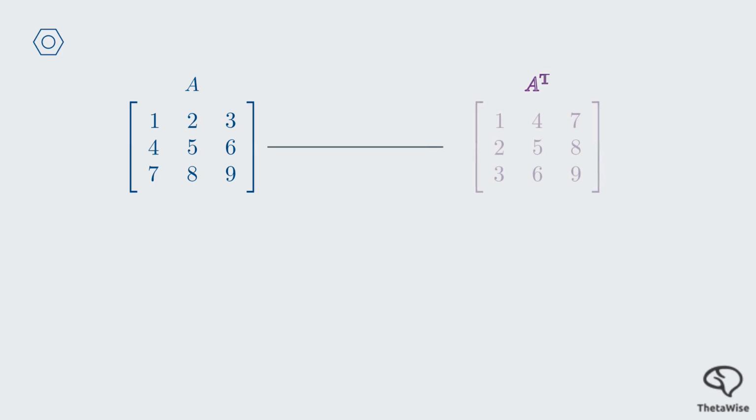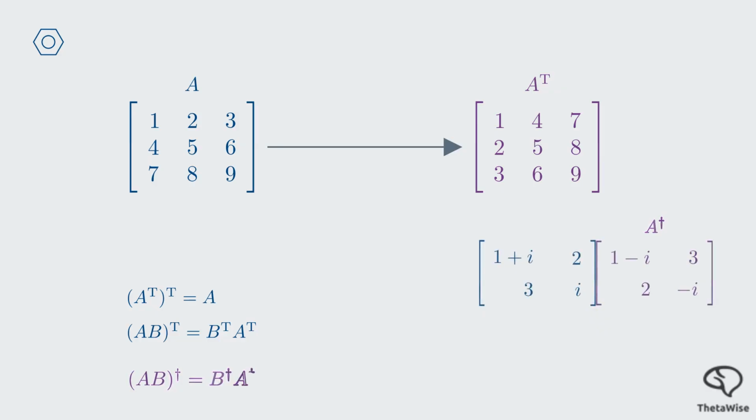The transpose, written A superscript T, interchanges rows and columns. Applying transpose twice returns the original matrix, and the transpose of a product reverses the order. AB transposed equals B transposed A transposed. For complex matrices, the transpose conjugate or dagger transposes and complex conjugates every entry. It satisfies AB dagger equals B dagger A dagger.